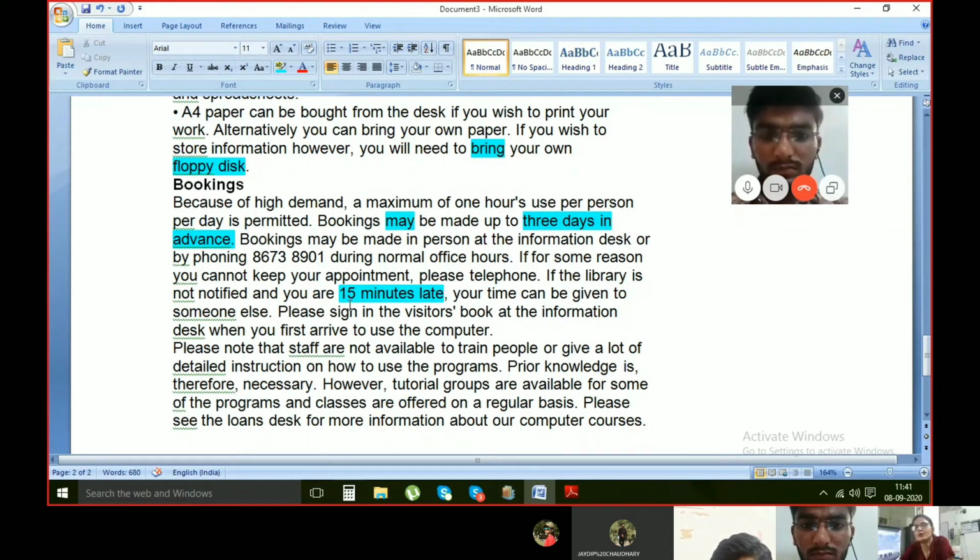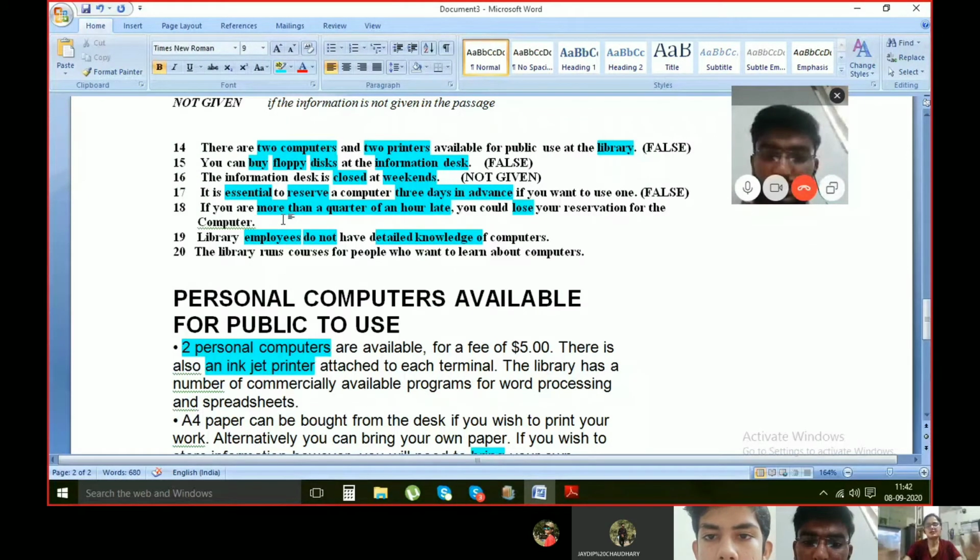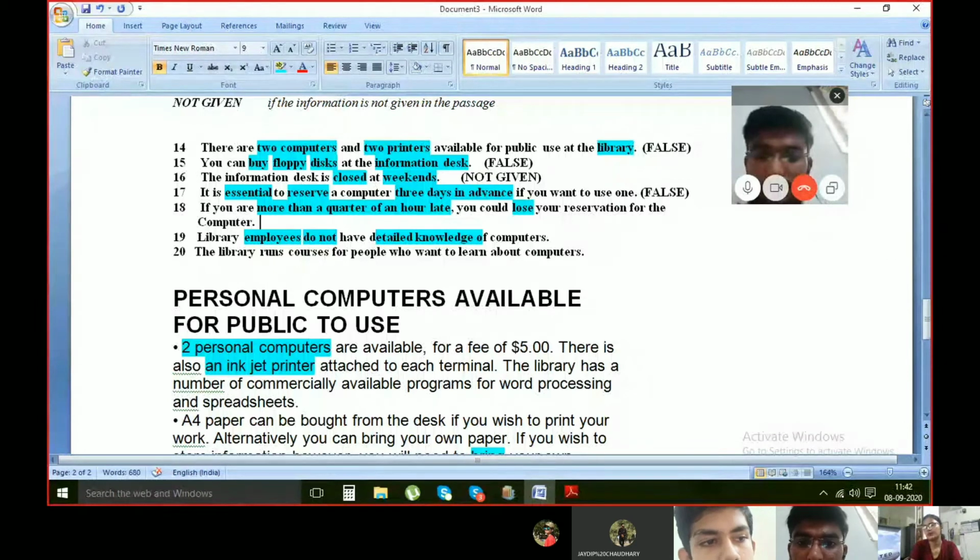More than quarter of an hour means more than 15 minutes, right? What is the information in the question? You lose your reservation if you are late. And the passage also says you lose your reservation if you are late. So the information is matching.